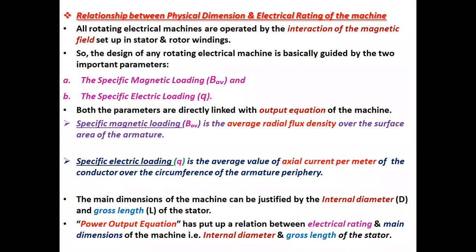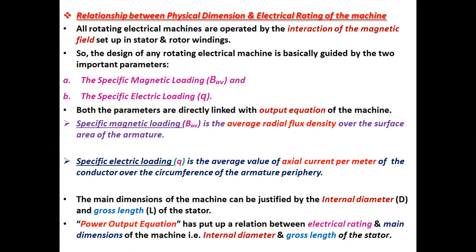Let's start with the relationship between physical dimension and electrical rating of the machine. All rotating electrical machines are operated by the interaction of the magnetic field set up in stator and rotor windings. So, the design of any rotating electrical machine is basically guided by two important parameters: the specific magnetic loading, that is B average, and the specific electric loading, that is Q. Both the parameters are directly linked with the output equation of the machine.